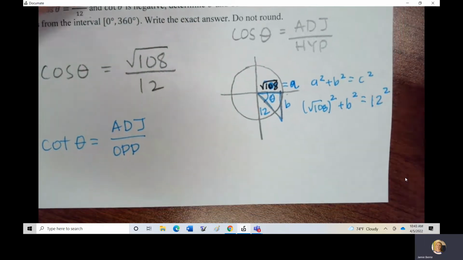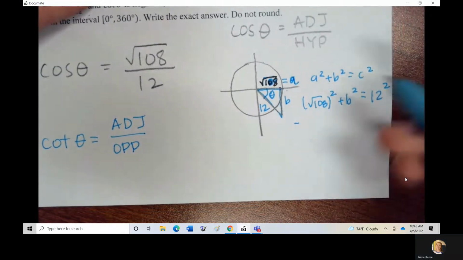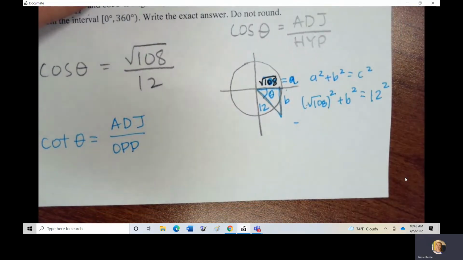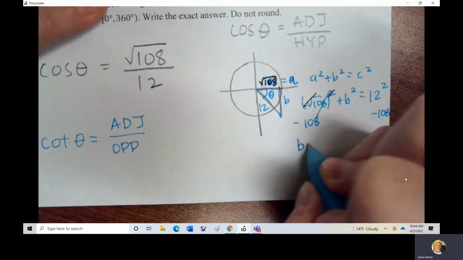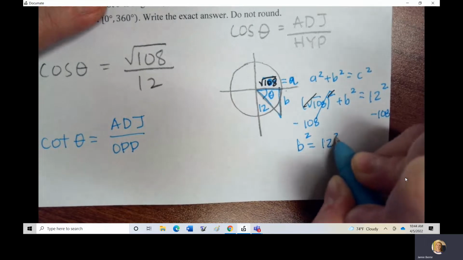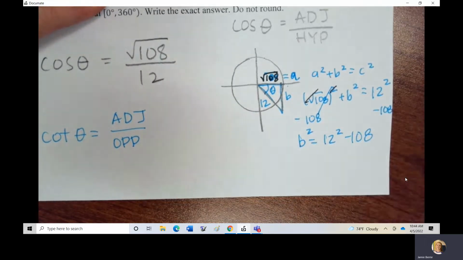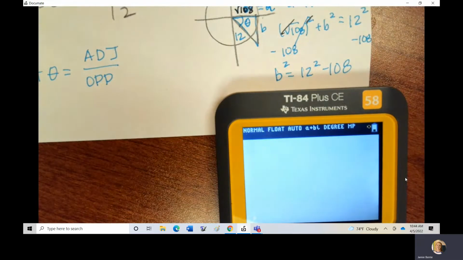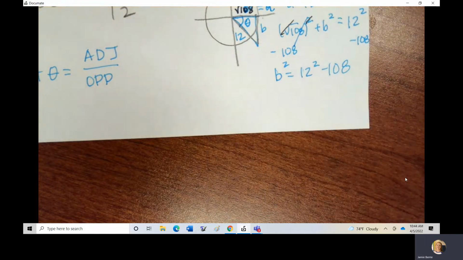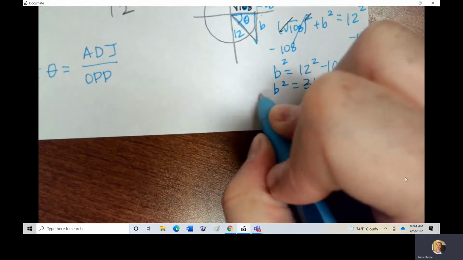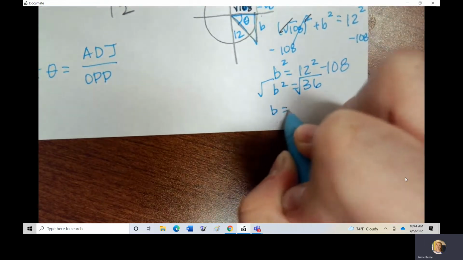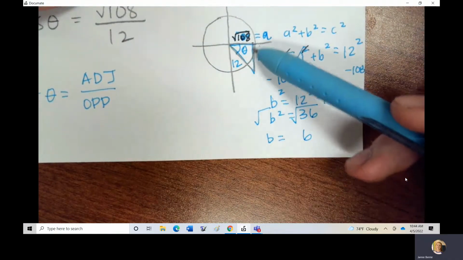All right, solving for B, the square root and the square cancel. We can subtract 108 from both sides. Then we get b squared equals 12 squared minus 108. You can go ahead and simplify that if you want to. 12 squared minus 108 is 36. Take the square root of both sides. B equals 6.